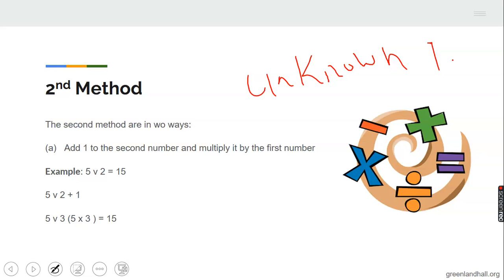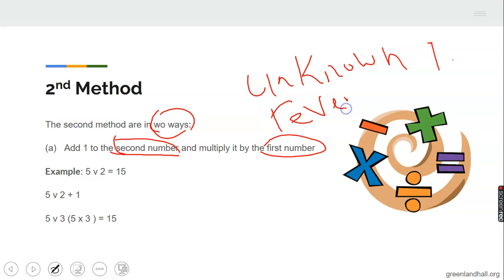Now this is the second method. The second method says to add 1 to the second number. This second method has 2 ways. Please come along with me. The first thing is that you add 1 to the second number. In the first method we added 1 to the first number, but in this second method we add 1 to the second number, then multiply by the first number. It's just as if we are using the reverse, the opposite, of the first method.